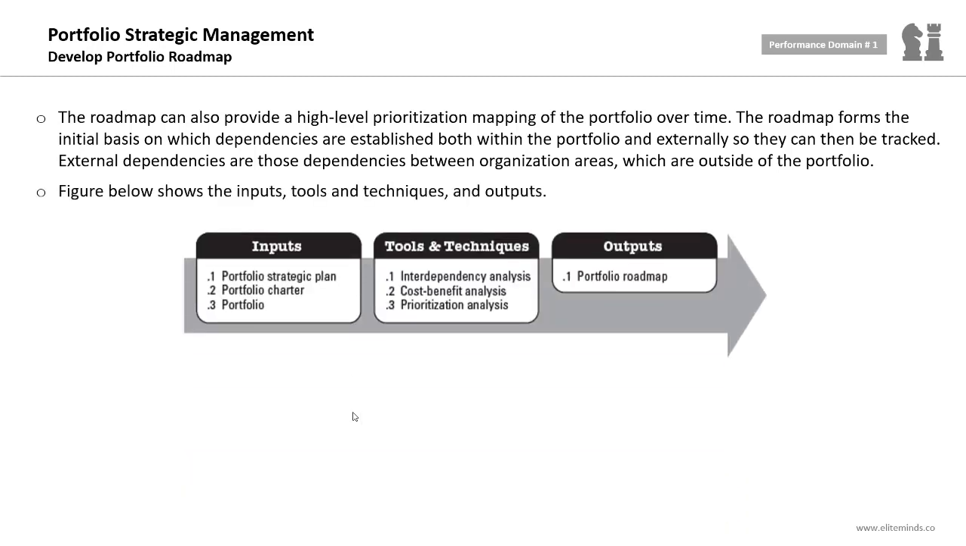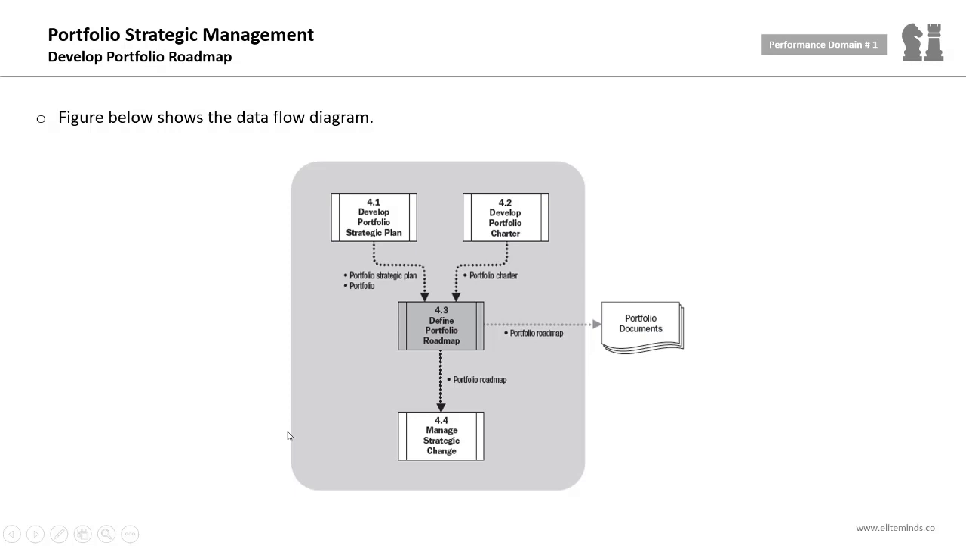The inputs, tools, techniques, and outputs of this process are shown in this figure. You will need the portfolio strategic plan, the portfolio charter, and the portfolio. You will use the interdependency analysis, the cost-benefit analysis, and the prioritization analysis. And the key output of this process will be the portfolio roadmap.